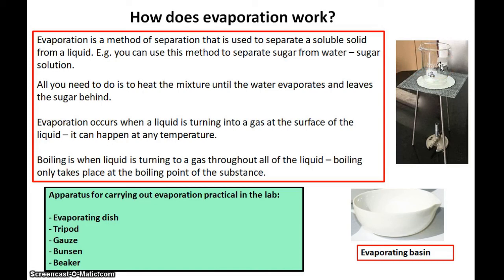You can carry out evaporation naturally by leaving the mixture out to dry, maybe in the sun. Or if you want to speed it up, you can heat. Simply heat until the mixture reaches the boiling point and the water, or the liquid, will escape and leave the solute, or the solid, behind, which is what you are after.